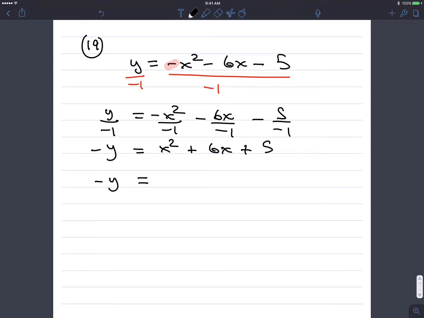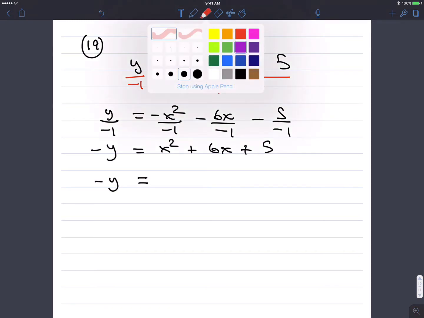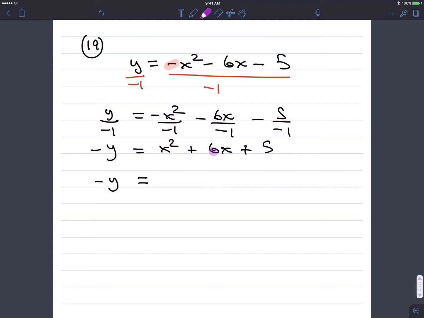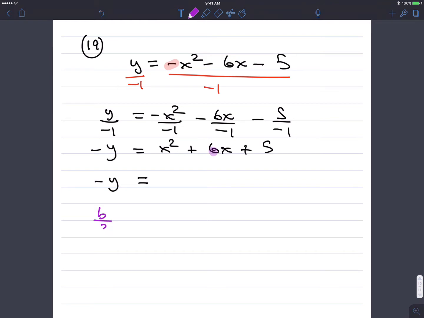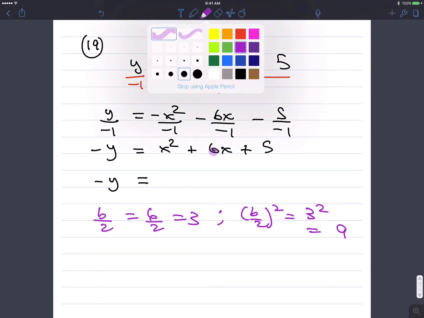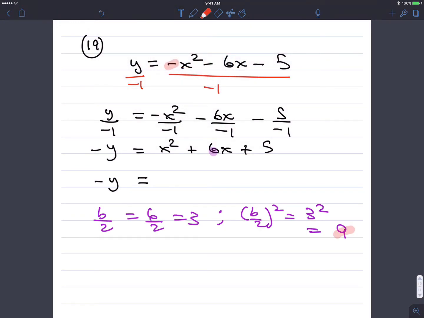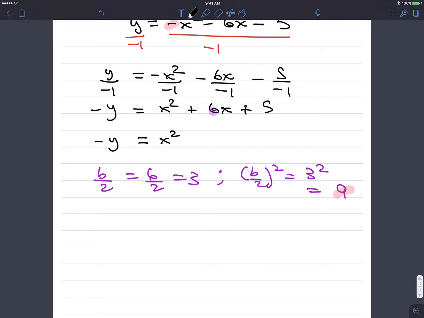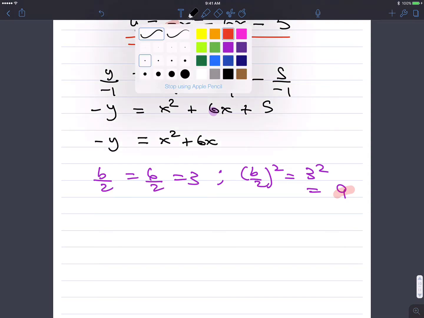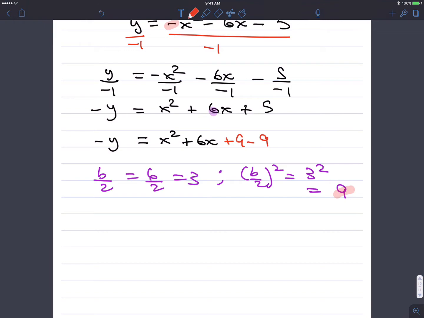As long as you know that negative y is not y, we're now going to complete the square here. We see the value 6 for b. So, we have b over 2, which is 6 over 2, which is 3. b over 2 squared is 3 squared, better known as the number 9. Here we go, positive 9, and that's what we're going to use immediately. So we have x squared plus 6x plus 9 minus 9 plus our 5.